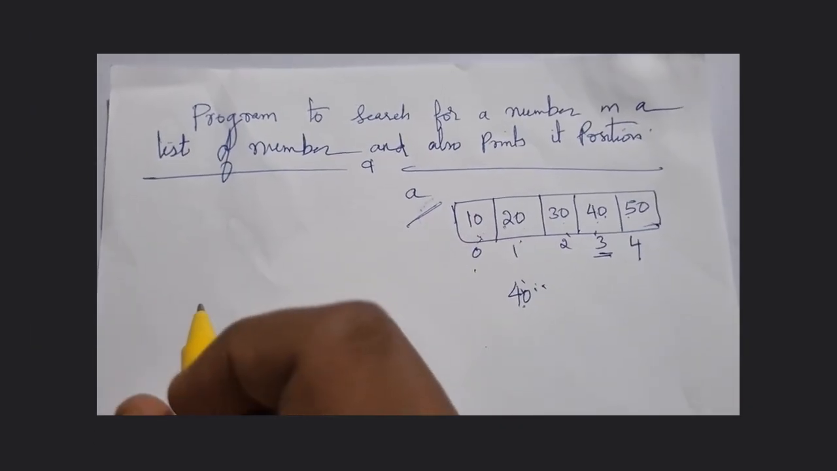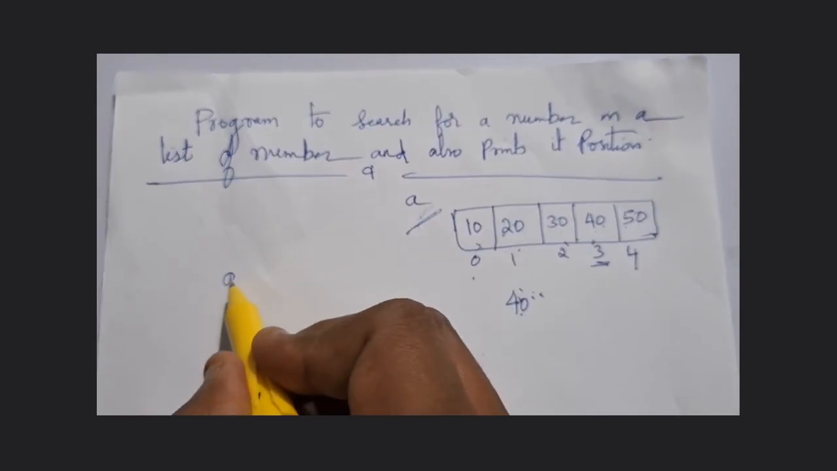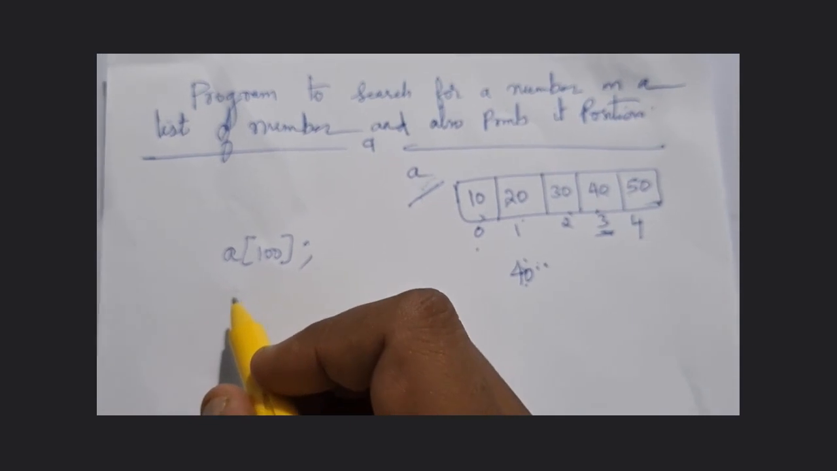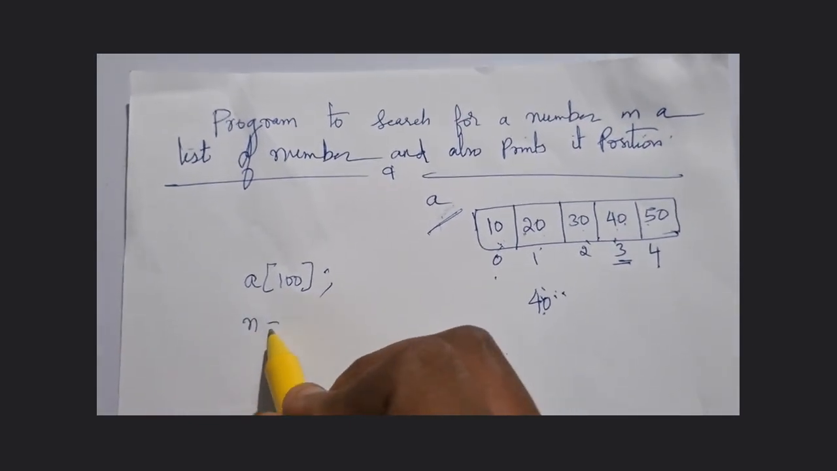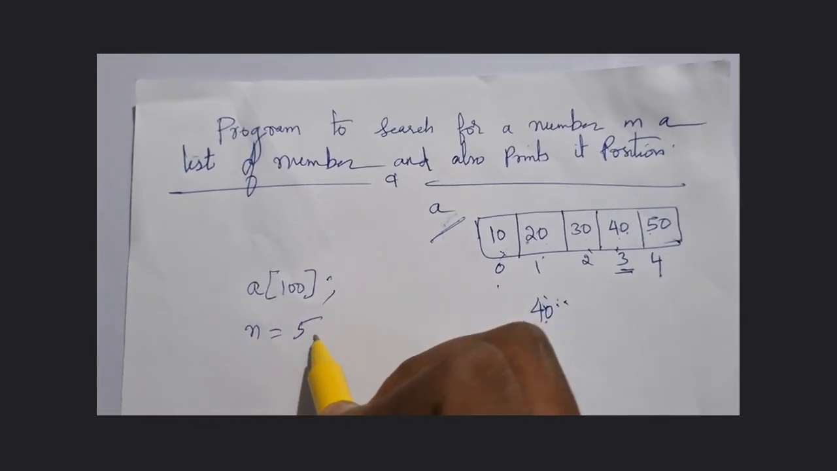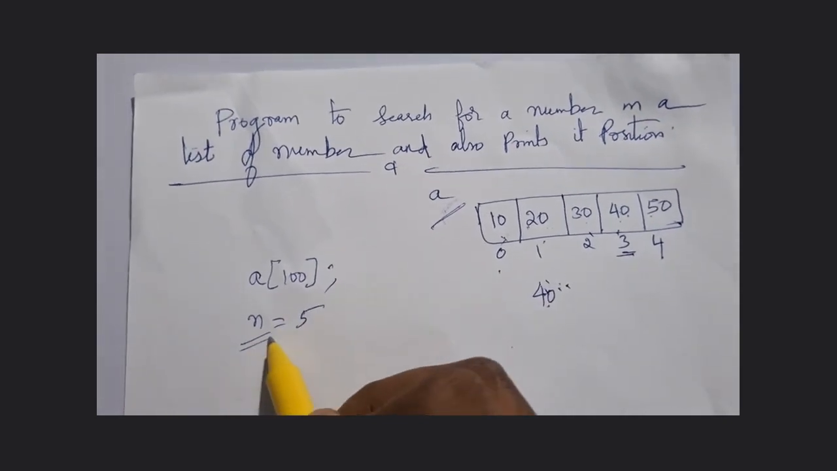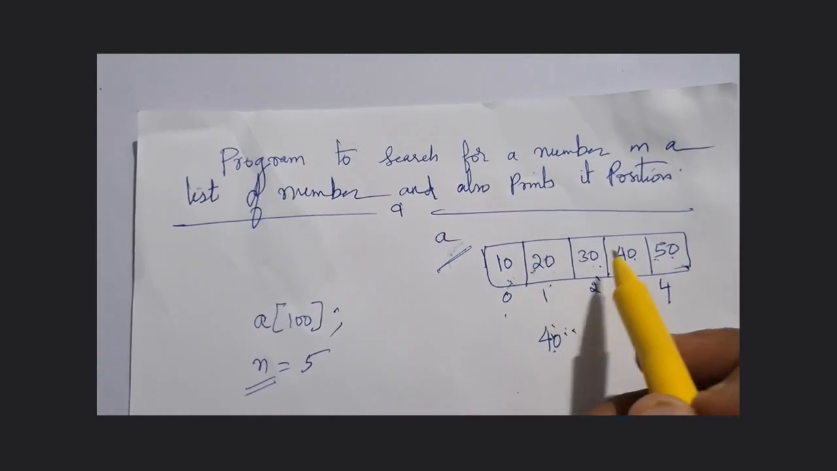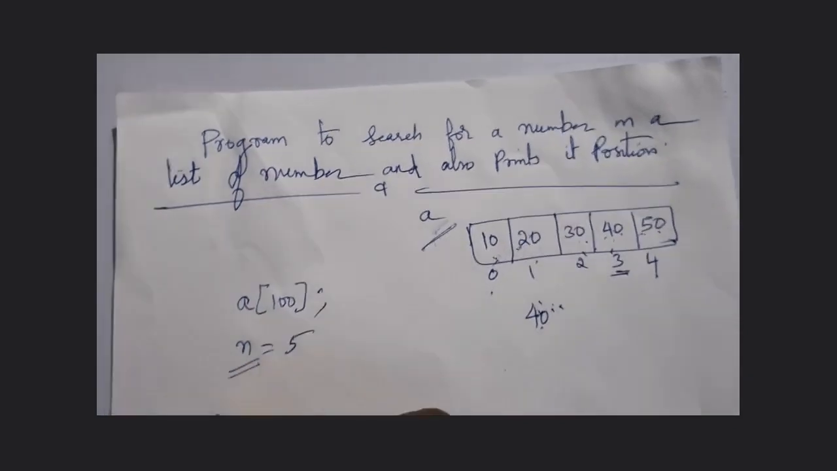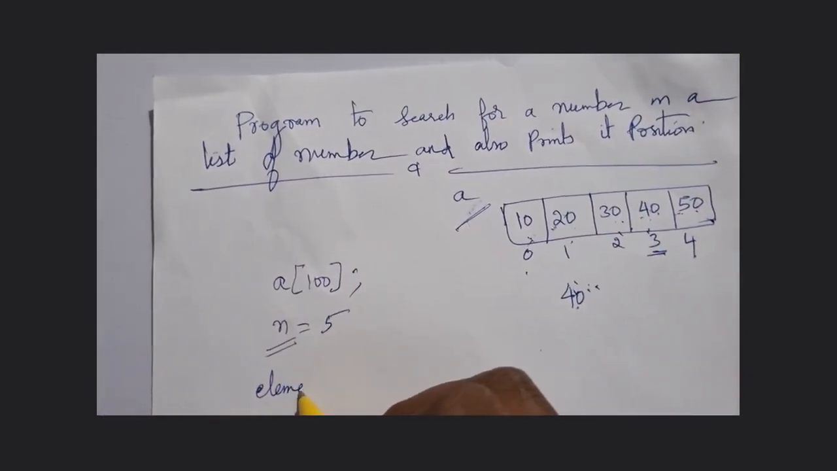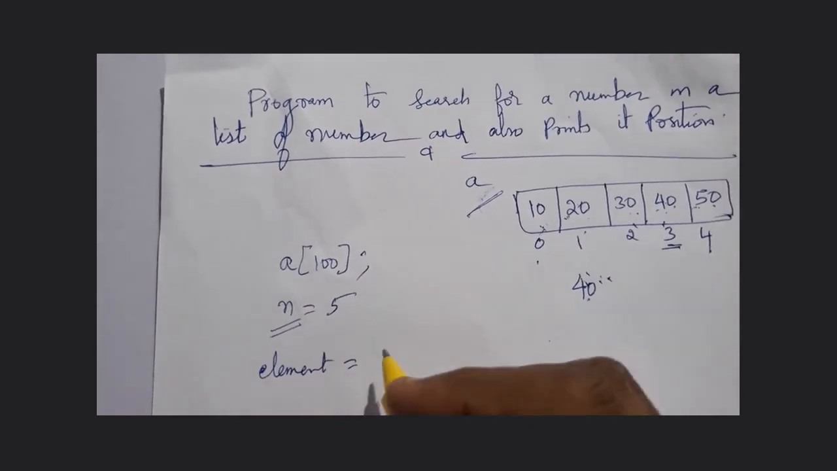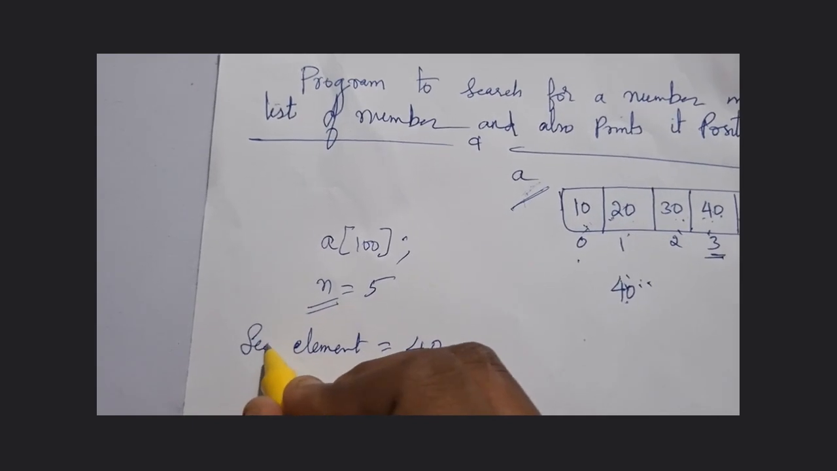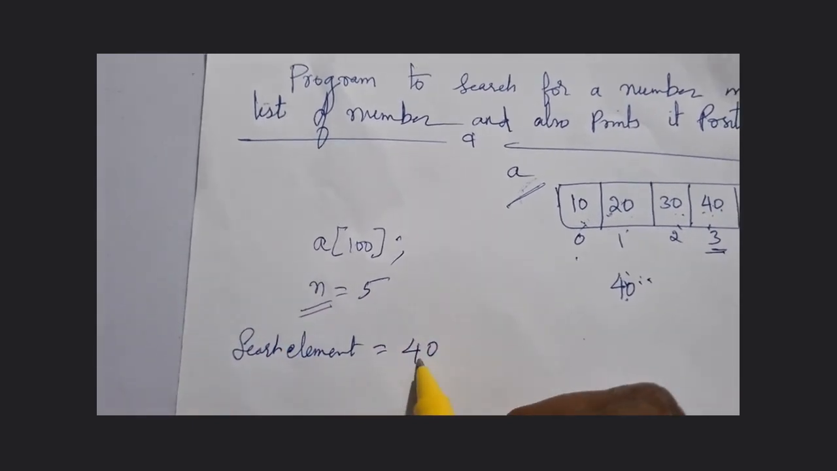So what I'll be doing here is declaring an array, of any size. Then I'll tell what is the number of elements I want to insert, like 5 elements. So n is the number of elements in the array, and I'll insert these 5 elements. Once I insert them, I'll tell the element to search for. So the searching element here is 40.